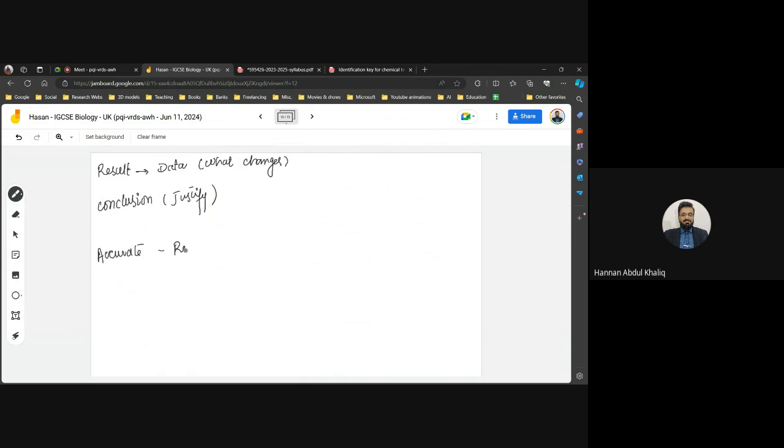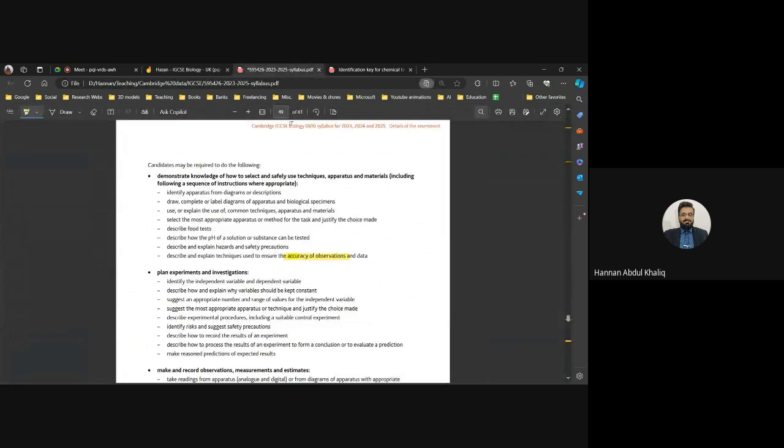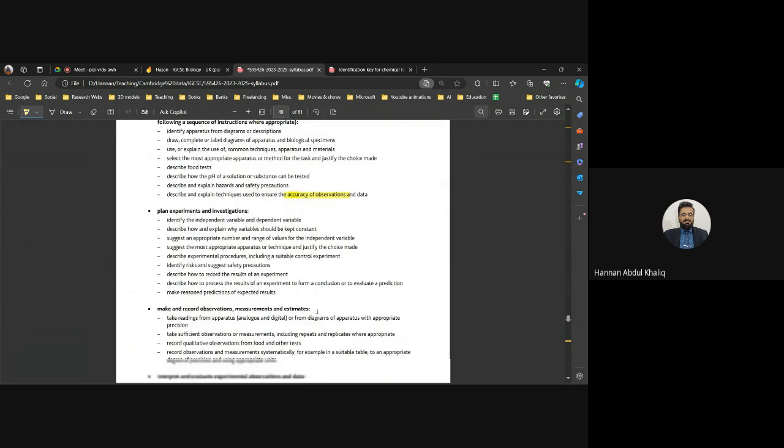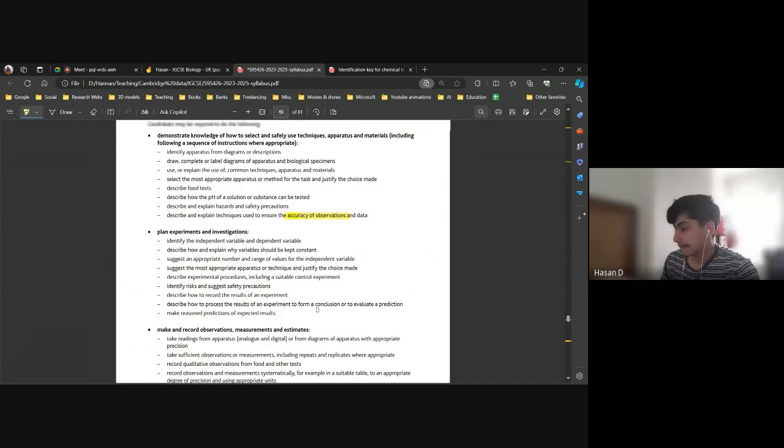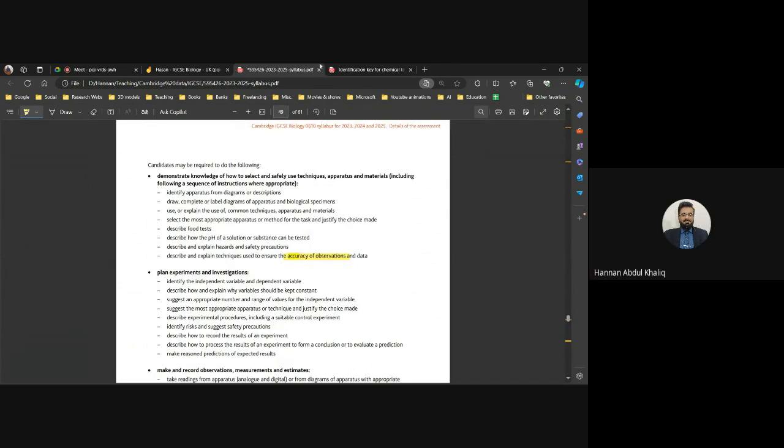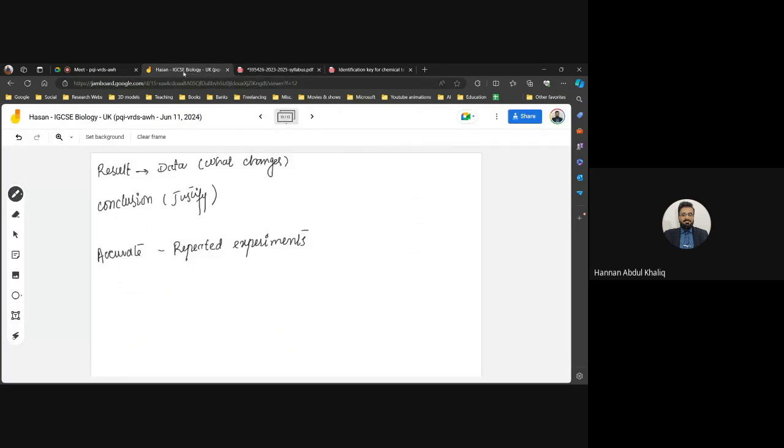You are going to improve the accuracy of your data on the basis of repeated experiments, so that your values are accurate, your values are exact. Got it? Accuracy is related to the data always. What are your measured values?